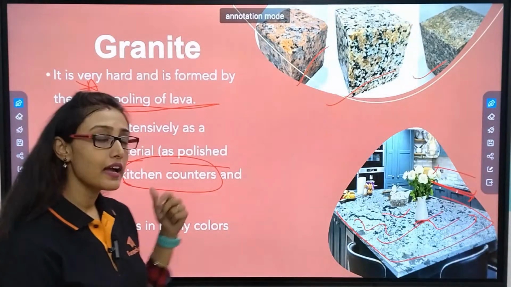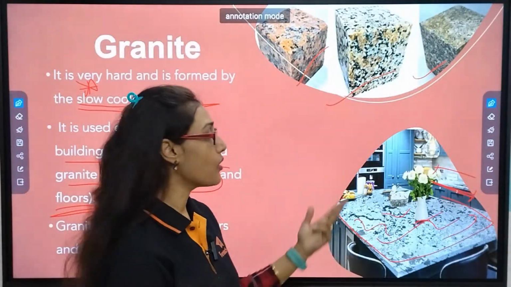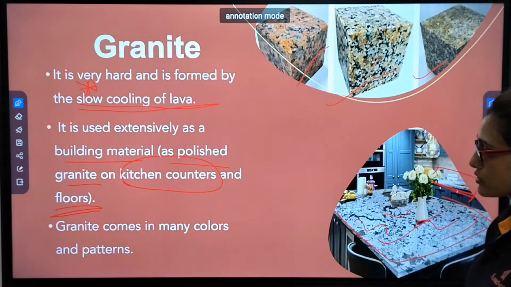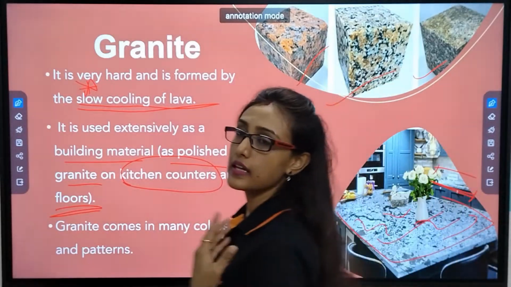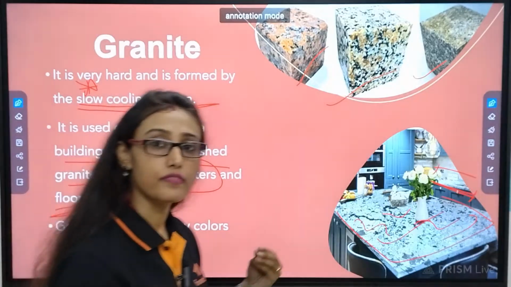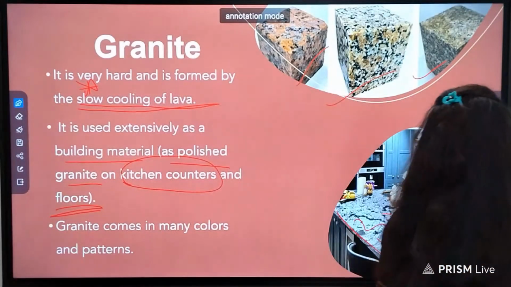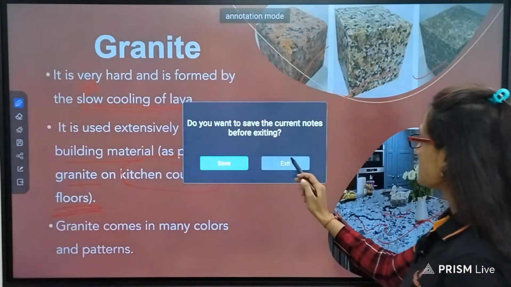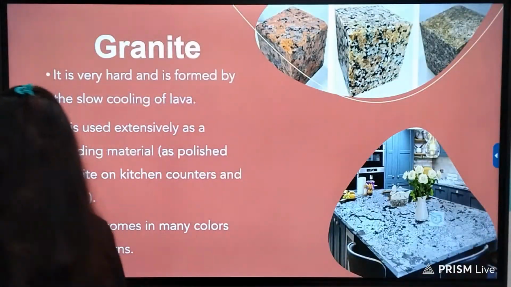Where do you see granite? We often find it in our kitchen and also sometimes in floors. Okay, and they come in various shapes and textures because of the molten lava solidification. Understood? I hope this is clear to you now.